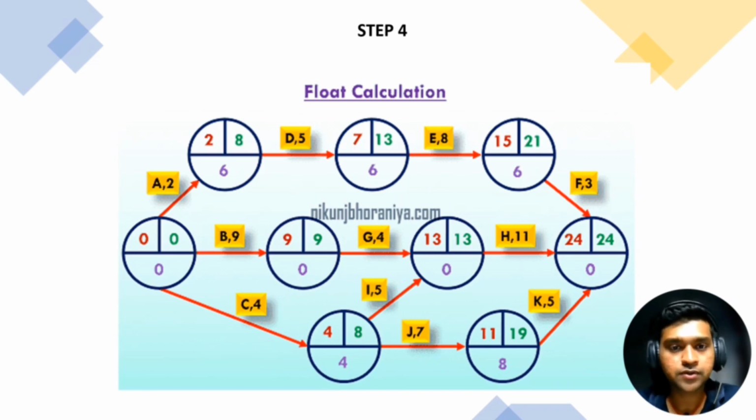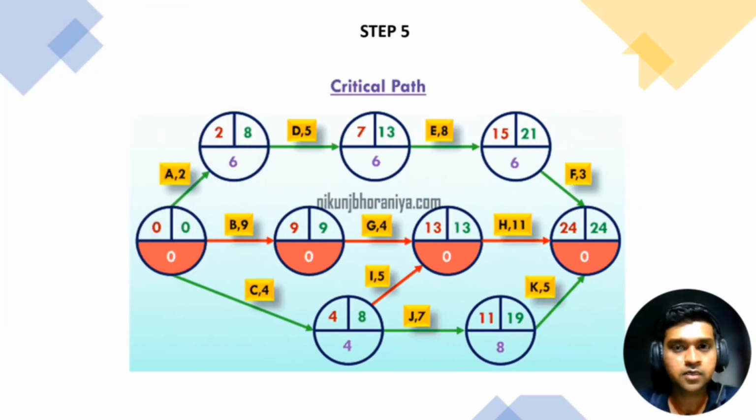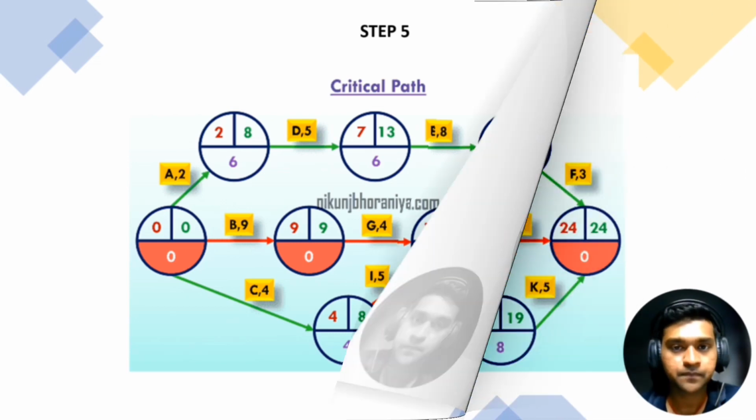Alright, now we are looking into our step 4, which is float calculation. The float is the simple difference between the backward pass count and the forward pass count. We can easily see the float value for all activities from the picture. Okay, our final step is to find our critical path. The critical path is the longest path in the network diagram. The total float of the critical path is 0. It is shown in light red color in the below picture.